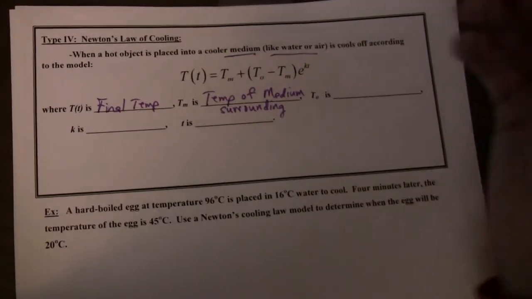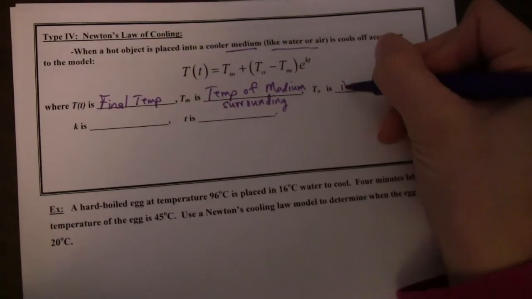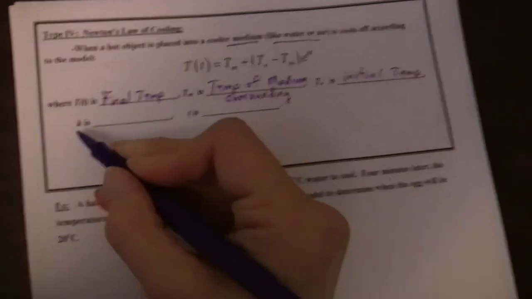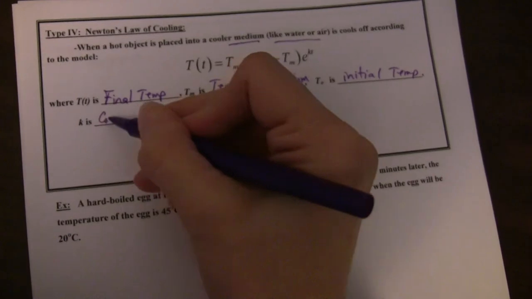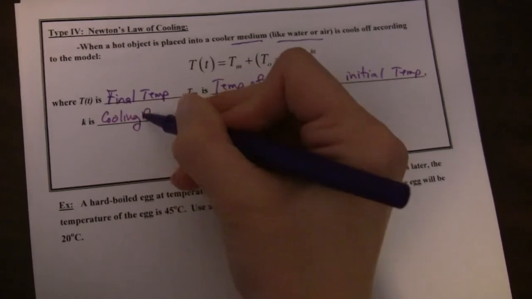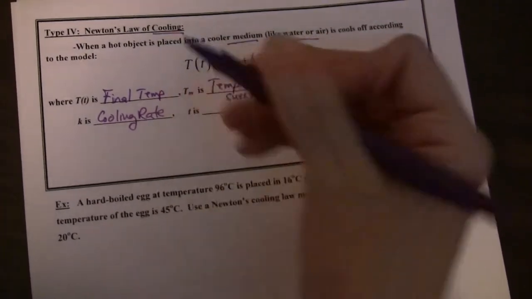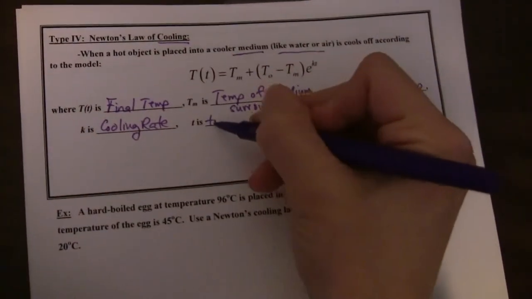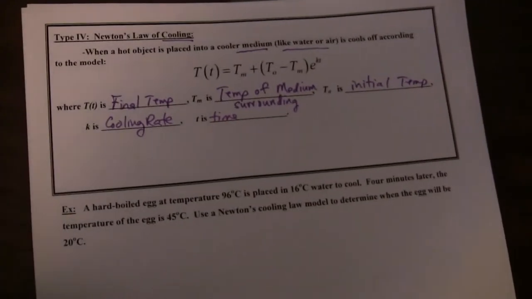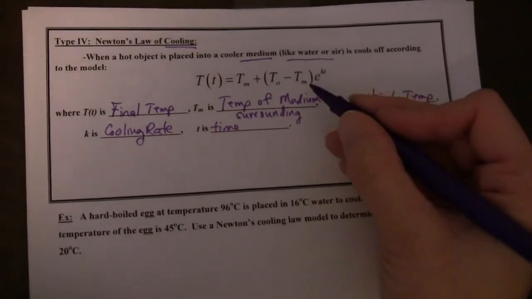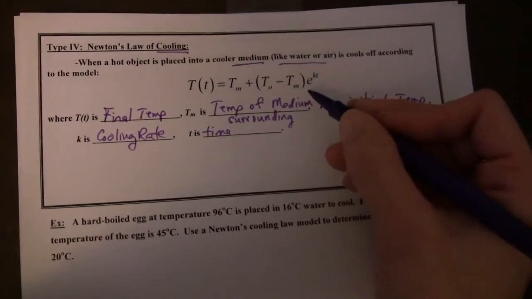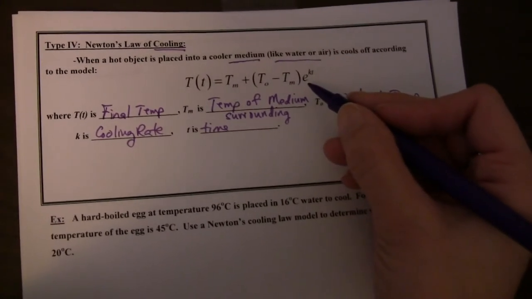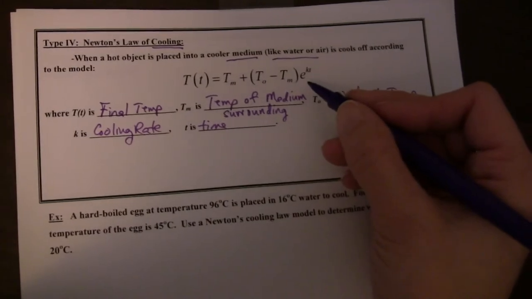T naught, everyone should know that that is the initial temp. That's your initial temp. Okay. K is going to be the cooling rate. The cooling rate, because this is Newton's law of cooling, we're only cooling all objects down. And little t is time. Now the thing is, I noticed this equation right here, e to the kt power. Remember class, that looks very much like type 2 when it was N naught times e to the kt.